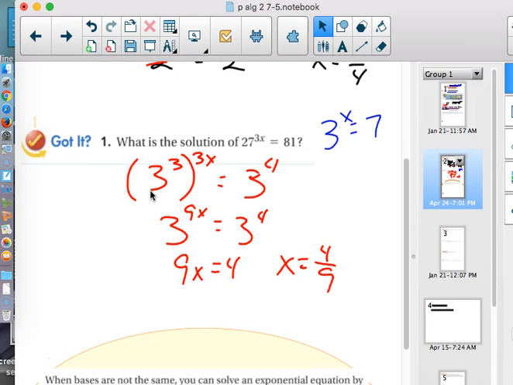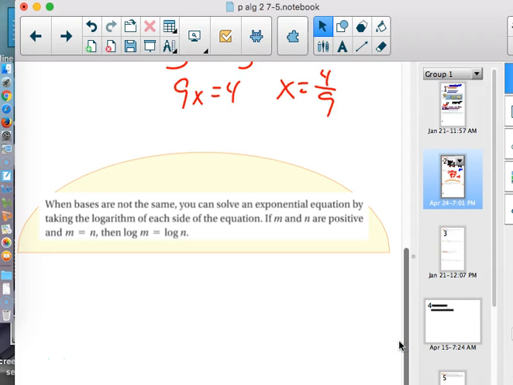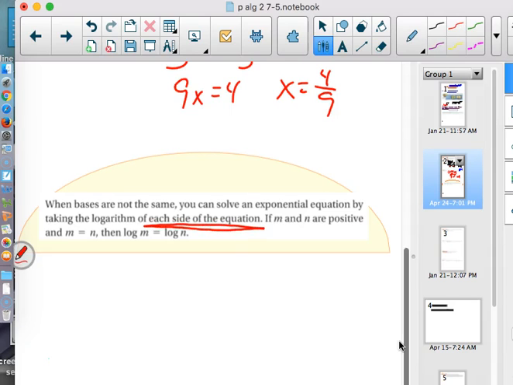So we need a backup plan, and that backup plan is going to be our use of logarithms. So when the bases cannot be the same, we just can't do it nicely, you can solve an exponential equation by taking the logarithm of each side. Because remember, this is huge, everybody. This is algebra right here. What you do to one side of the equation, you have to do to the other, no matter what. Keep it balanced. If m and n are positive and m equals n, then those logarithms will stay the same. So logarithms can be used for both sides. You can keep that balance as you go through.